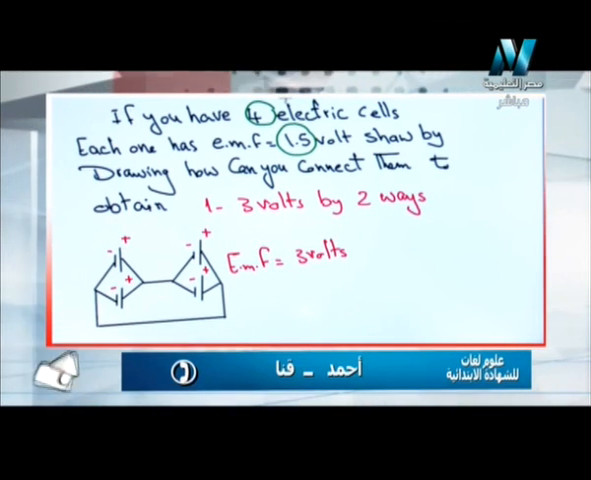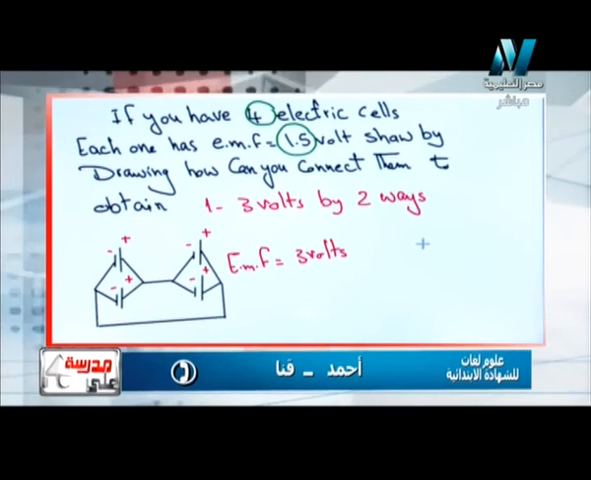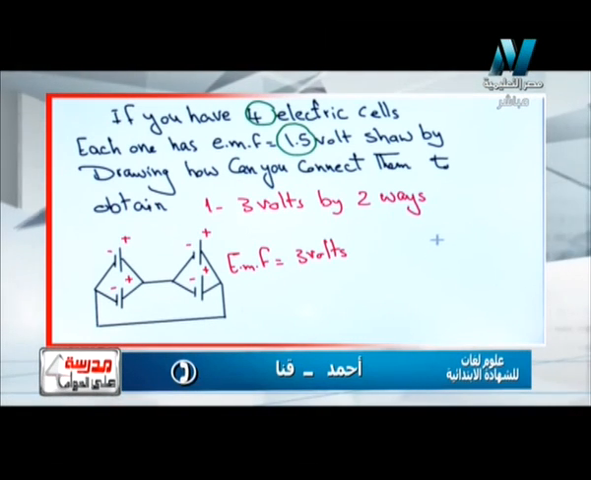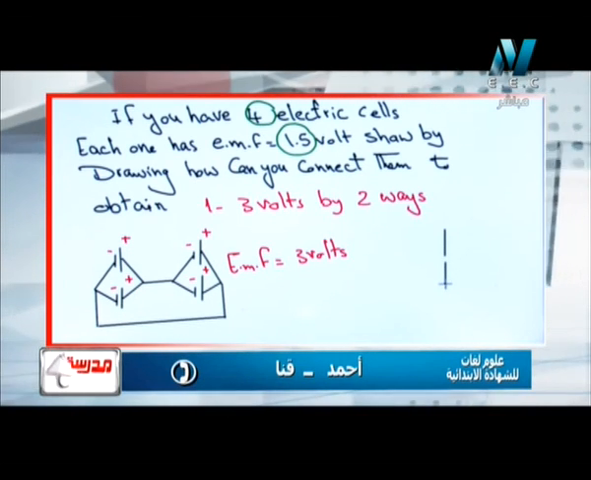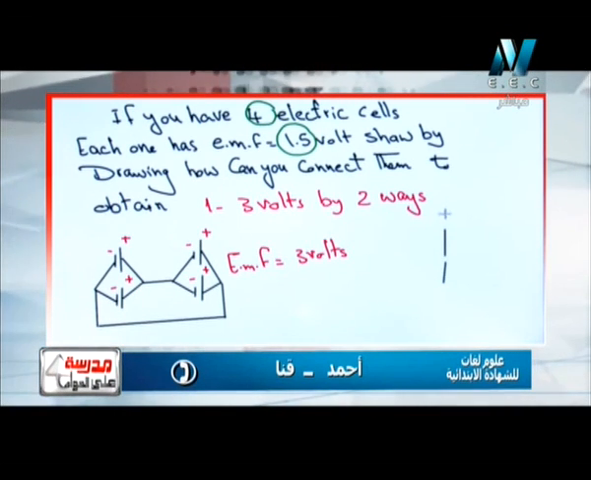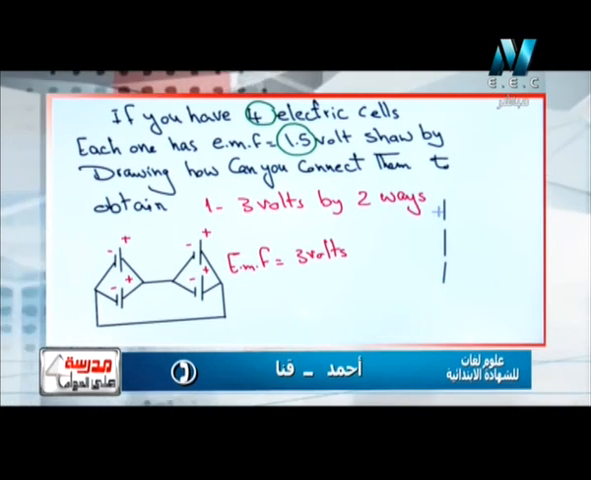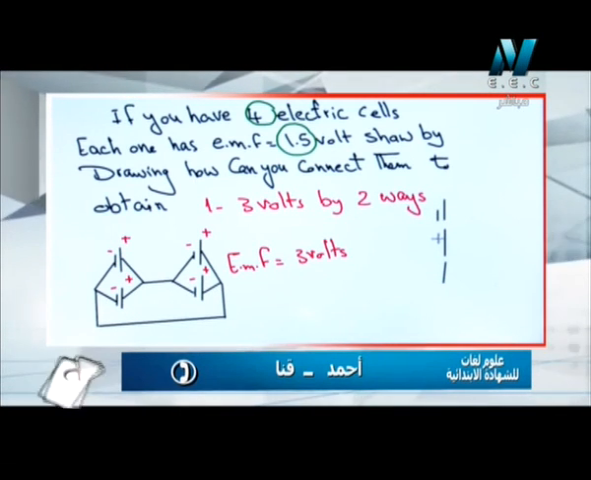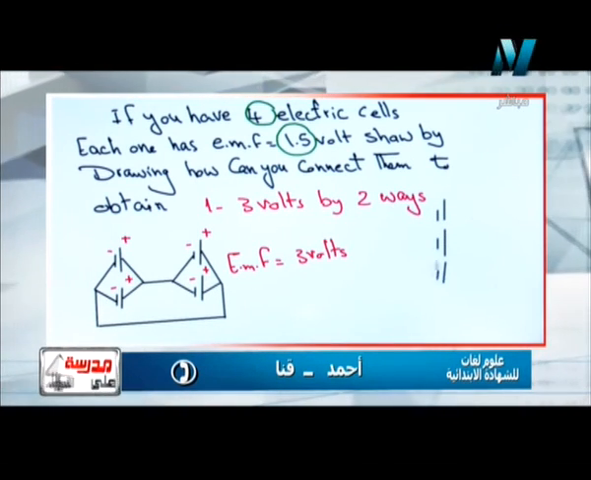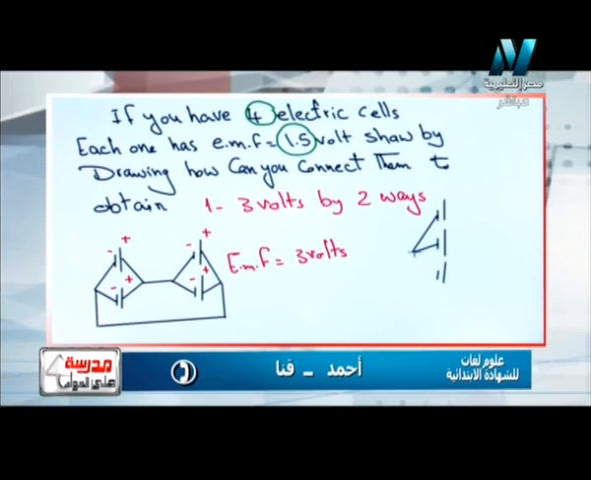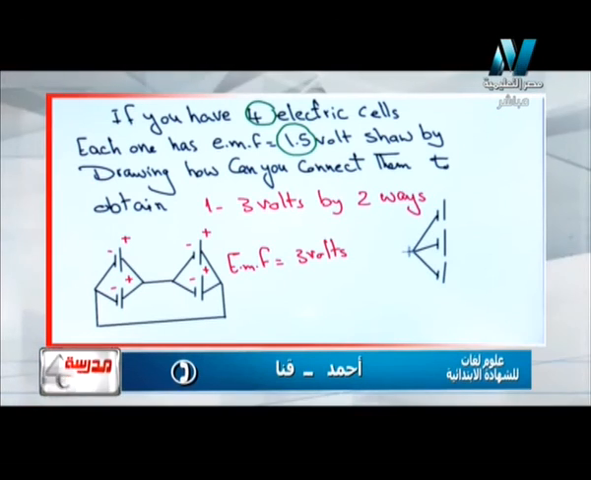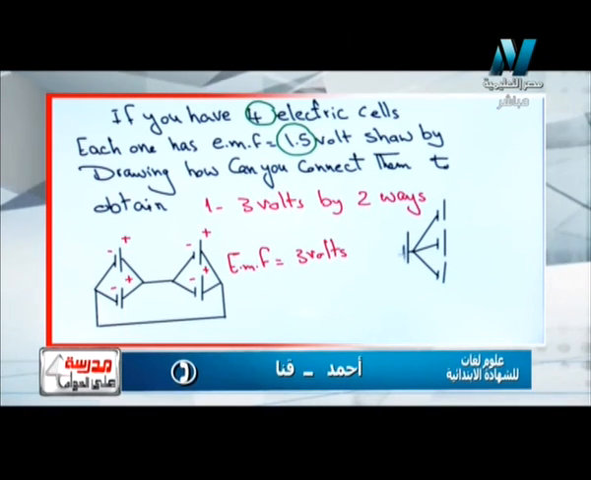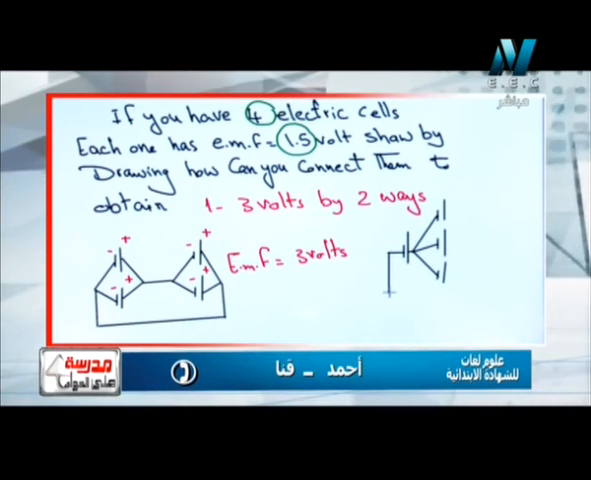We have another way, by the way. We make 3 in parallel and 1 in series. 3 in parallel here, positive. And 1 in series. 3 in parallel equal how many together? 3 in parallel equal 1.5 volts. And 1 in series equals 1.5 volts. So the result equals 1.5 plus 1.5 equals 3 volts.